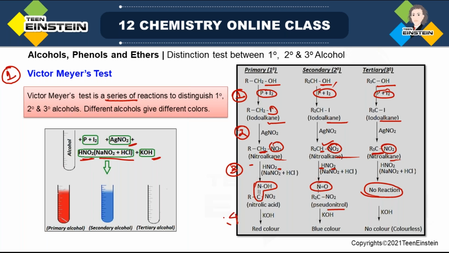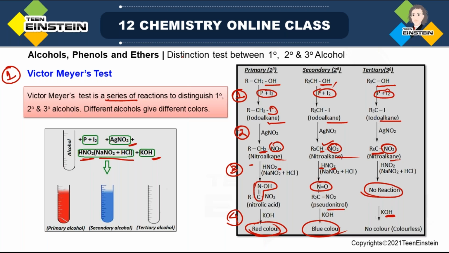Finally, when you use the fourth reagent, KOH, the nitrolic acid will give you a red color. The pseudonitrole will give you a blue color, and for the tertiary there is no reaction, so no color will be generated. In this way, all these 3 are completely different, giving different colors, and the last one has no color. So you can easily understand which one is primary, which one is secondary, and which is tertiary.